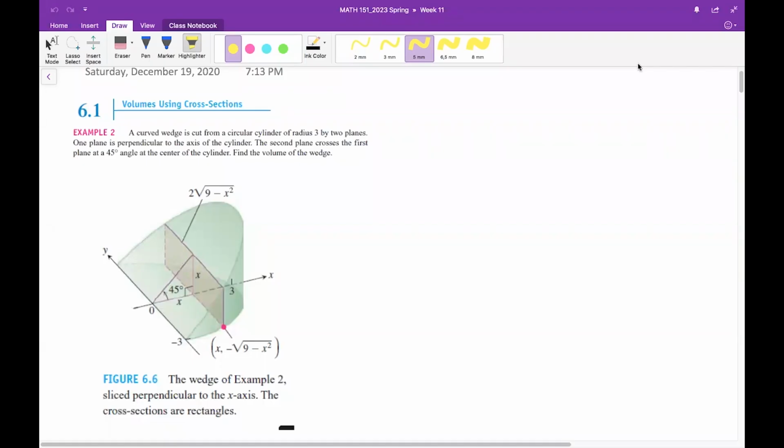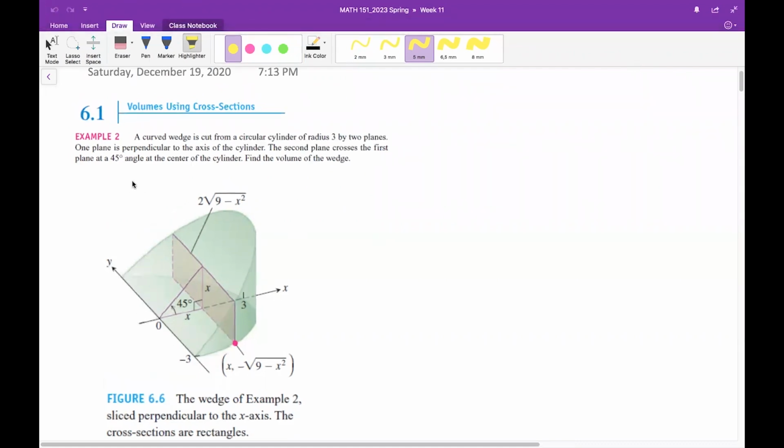Hi everyone, this is week 11. This week we will cover how to compute volumes of three-dimensional objects obtained by rotating some regions and how to use integrals to compute such volumes, okay? So let's look at the first example.